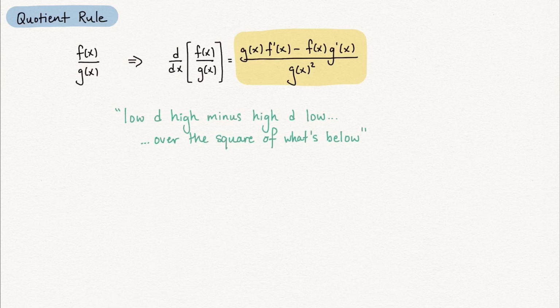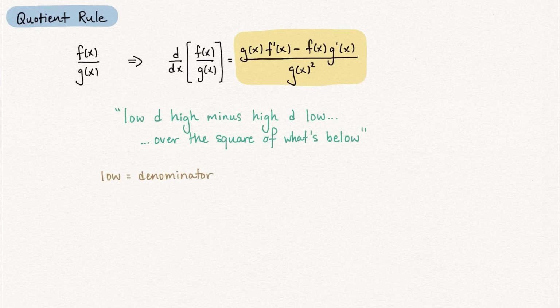Okay, so now here it is. It says low d high minus high d low over the square of what's below. Sounds kind of nice, right? Let's say it again, but a little bit faster this time. Low d high minus high d low over the square of what's below. All right, so now let's see how this actually helps us memorize the quotient rule.